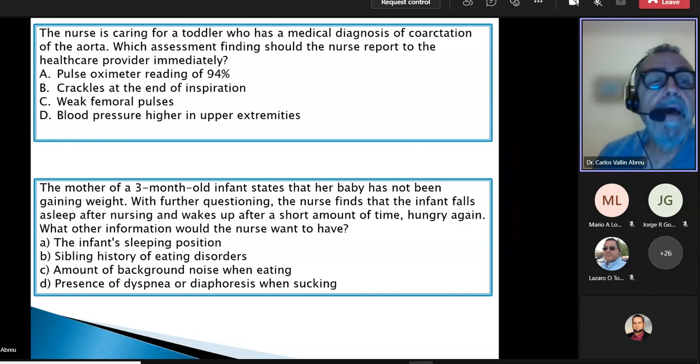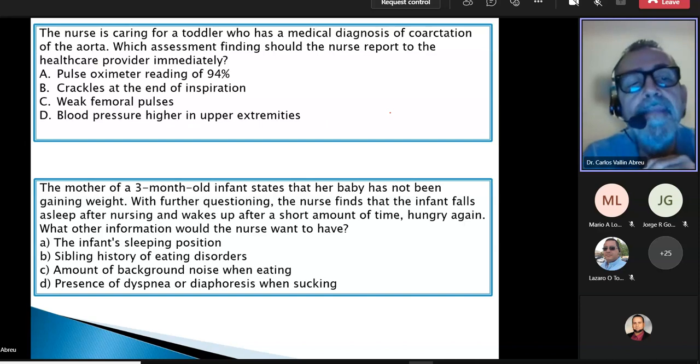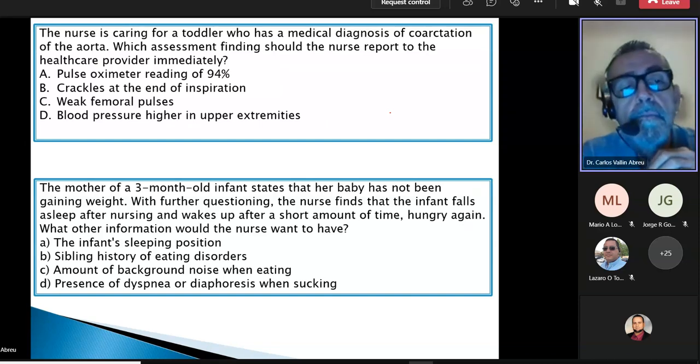So how could we apply that? The nurse is caring for a toddler who has a medical diagnosis of coarctation of the aorta. So the child has already been diagnosed medically with coarctation of the aorta. Which assessment finding should the nurse report to the healthcare provider immediately? A: Pulse oximeter 94%. B: Crackles at the end of inspiration. C: Weak femoral pulses. D: Blood pressure higher in upper extremities. What do you think is going to be the right answer to this question of prioritization?